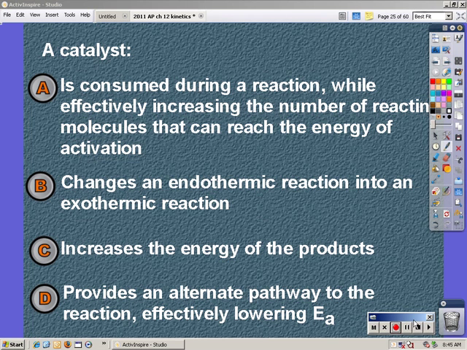Okay, so our correct answer should be D, which is providing an alternate pathway to the reaction, effectively lowering the activation energy. C would be wrong because we don't increase the energy, it's the same. We aren't going to change it from endo to exo. And A is incorrect as well because catalysts aren't consumed.